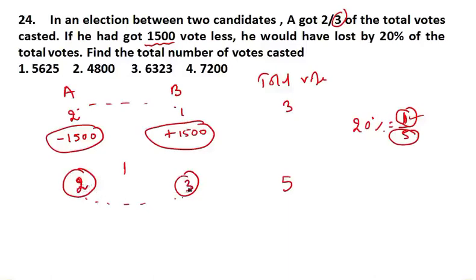Now 2 and 3, their sum is 5. A is losing by 1 vote and B is winning by 1 vote. Now the problem is, here my total vote was 3 and here my total vote is 5. So it cannot be. Total votes have to be the same. So to make it the same, just multiply this by 5, and multiply this by 3, to make the equation balance.